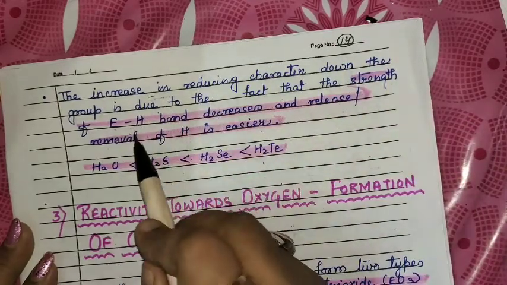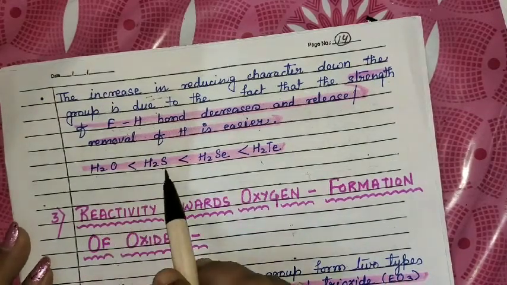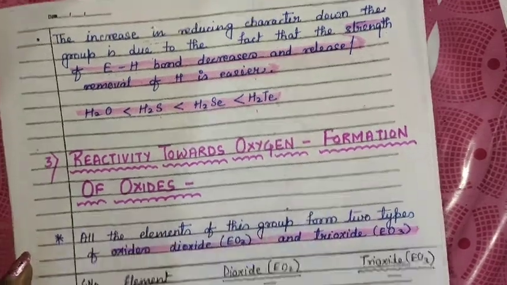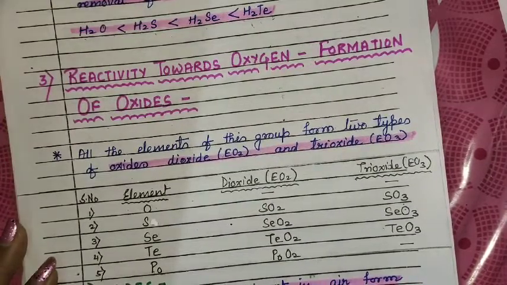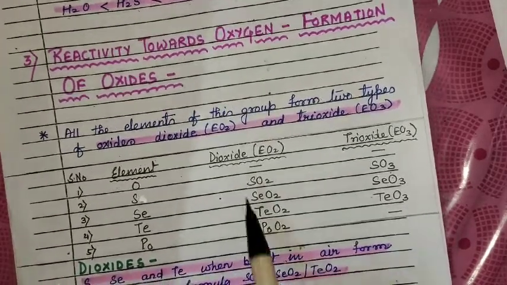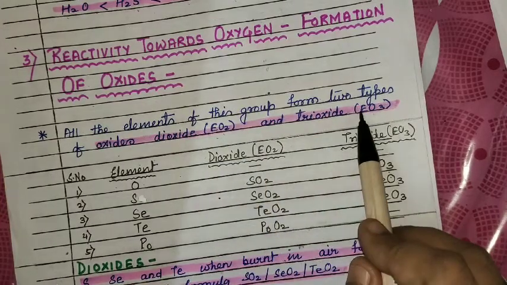If the H will release faster, it will act as a stronger reducing agent. So H2O, H2S, H2Se, and the most reducing is H2Te. If we talk about the reactivity towards oxygen and the formation of oxides, the group 16 elements form two kinds of oxides, that is EO2 and EO3 type, that is dioxides and trioxides.